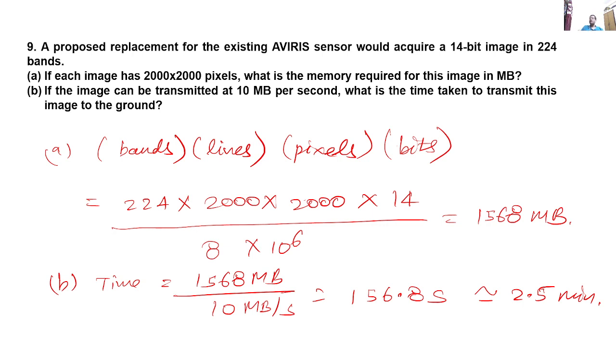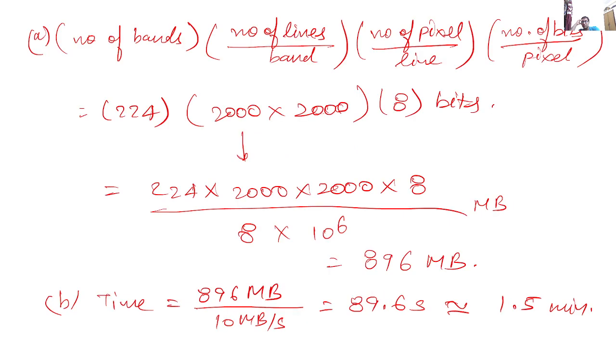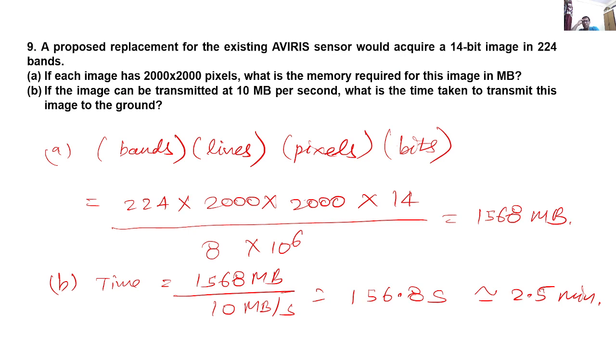So as you moved into a finer radiometric resolution, from an 8-bit one to a 14-bit one, the time increased by almost 1 minute. It was 1.5 minutes for the 8-bit formulation. Now it is almost 2.5 minutes.